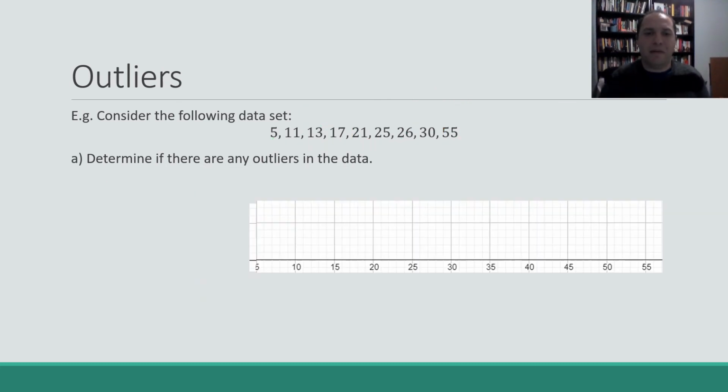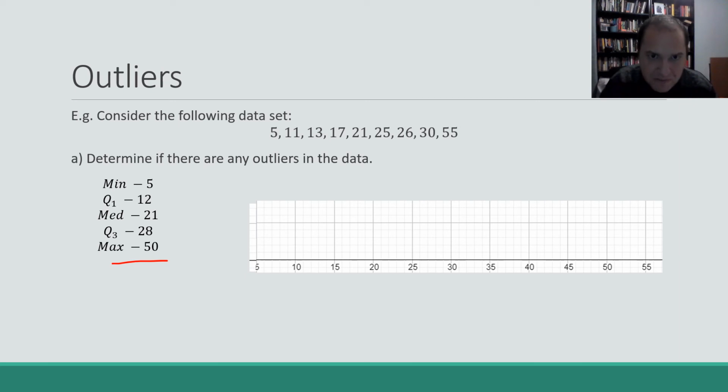All right, now let's use that fact to help us create a box plot. So we're going to just include our 5-number summary again. Okay, so we've got all our values there, and we just need to plot them. So our minimum was 5. Our first quartile was 12, which is about there. Our median was 21, which is about there. Our third quartile is 28, which is about there.